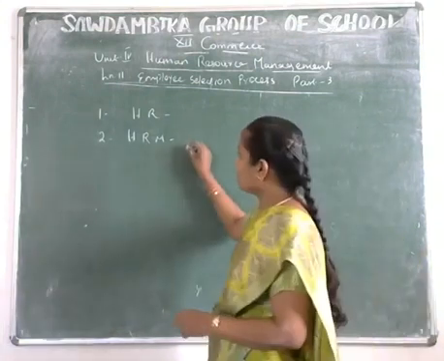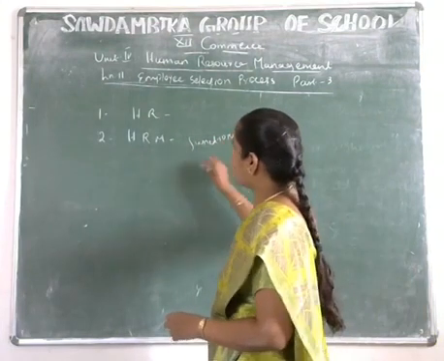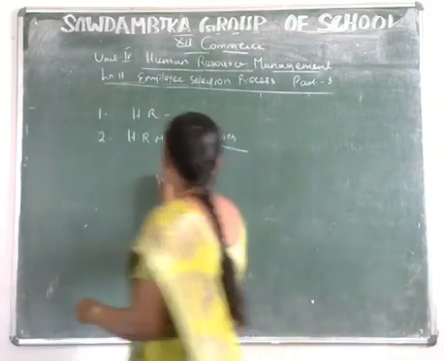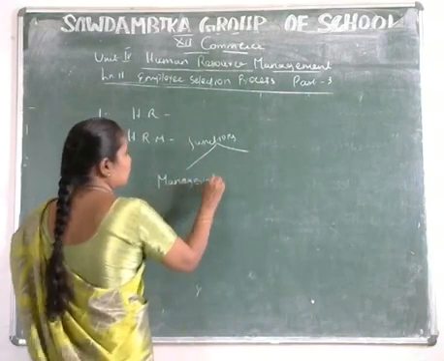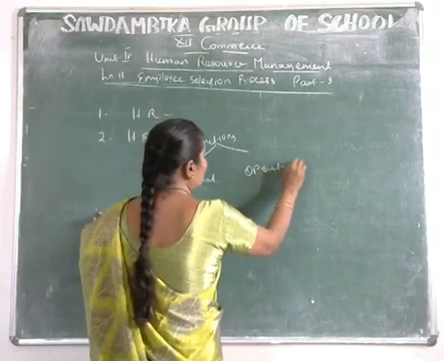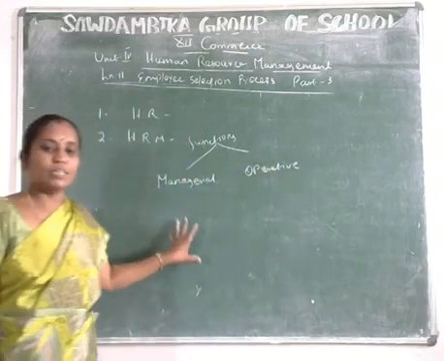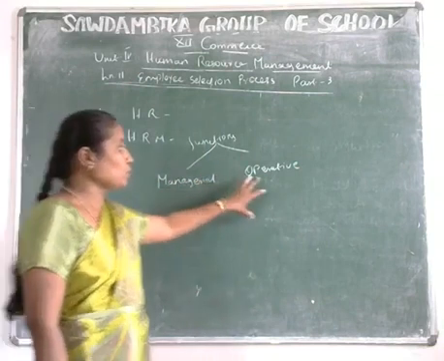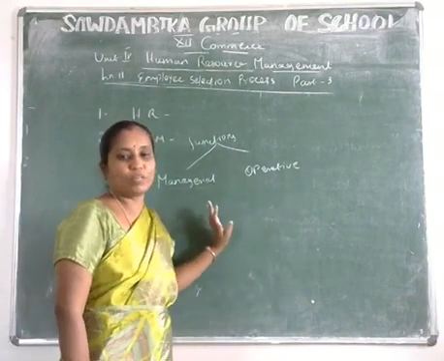What are the functions of HR? There are two functions of HR. The first one is the managerial functions and the other one is the operating functions. The managerial functions are planning, organizing, directing, and controlling. The operating functions are recruitment, compensation, retention, and so on.